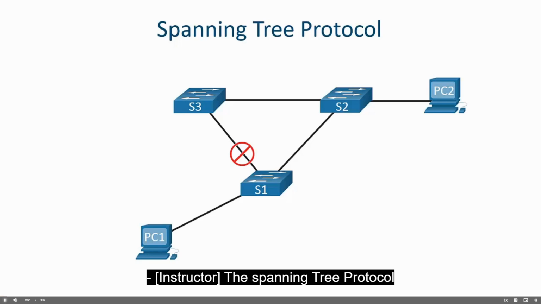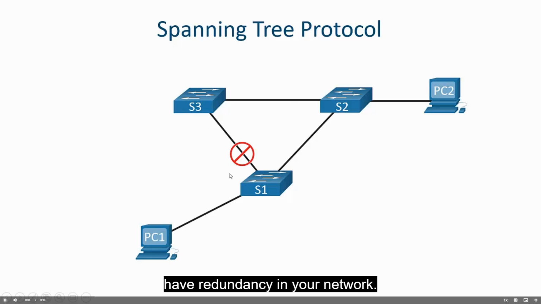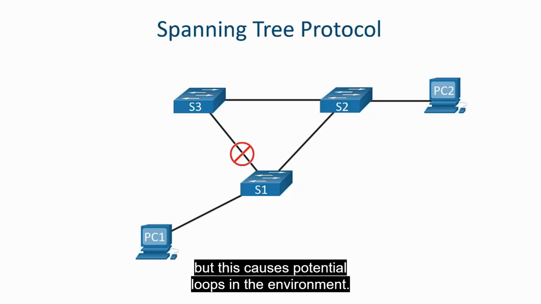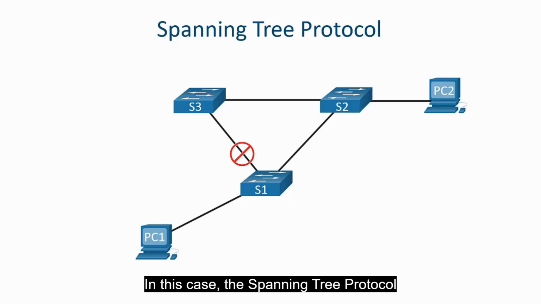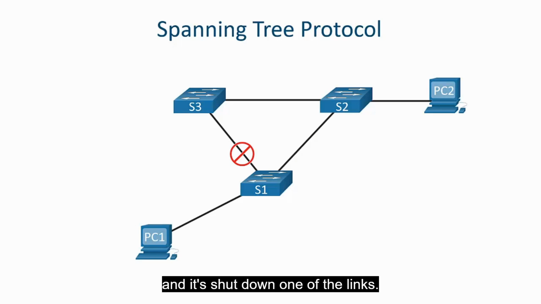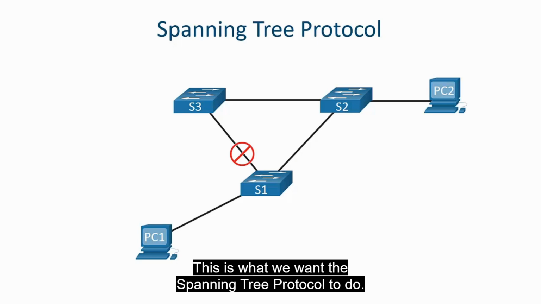The spanning tree protocol is really useful when you want to have redundancy in your network. You want to have backup paths, backup links, backup switches, but this causes potential loops in the environment. In this case, the spanning tree protocol has recognized there's a loop in the environment and it's shut down one of the links. This is what we want the spanning tree protocol to do.